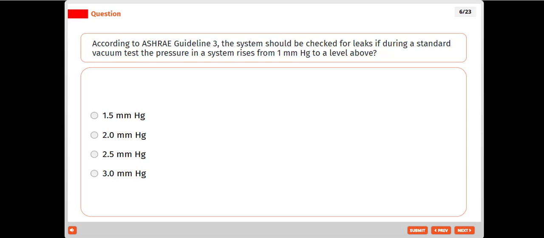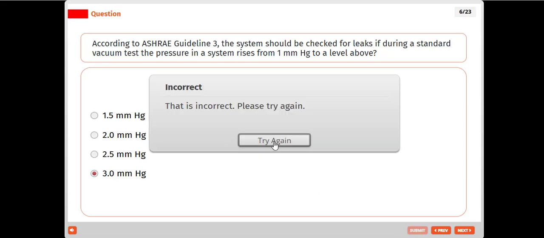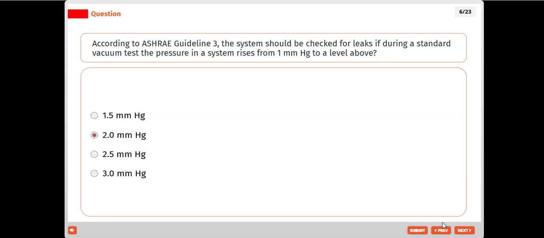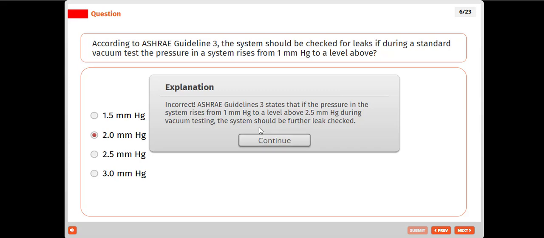According to ASHRAE Guideline 3, the system should be checked for leak if during standard vacuum test the pressure in the system rises from 1 mm HD to level above above 3 mm, no, above 2 mm, 2.5.